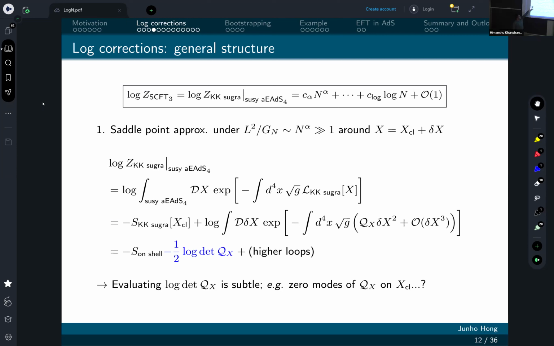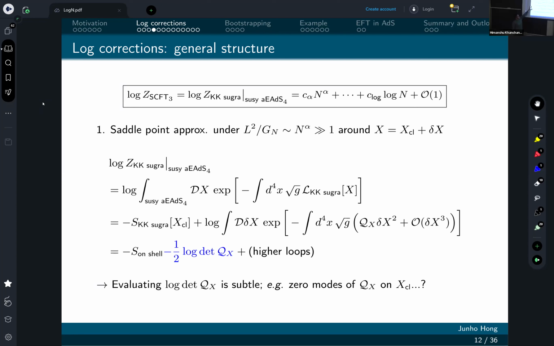So the Kaluza-Klein supergravity path integral around the external manifold is expected to have the following form. And now I want to explain how to derive the C log coefficient from the gravity side. The schematic writing of the path integral would be like this, of course. Some dynamical fields X covering all fields in the spectrum.